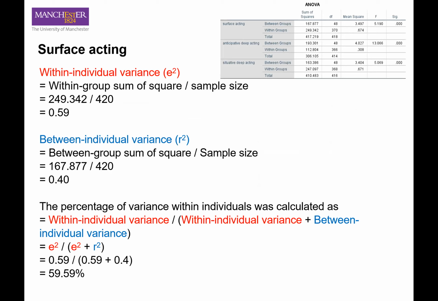For surface acting, when we are calculating the within-individual variance, we have to use the equation of within-group sum of squares divided by the sample size. As I said, that is 420 observations in our case. And then we find it is 0.59 for within-individual variance on surface acting. Between-individual variance, we also use the index, and we find that is 0.4. For the percentage of variance within the individuals, we find it is 59.59%.